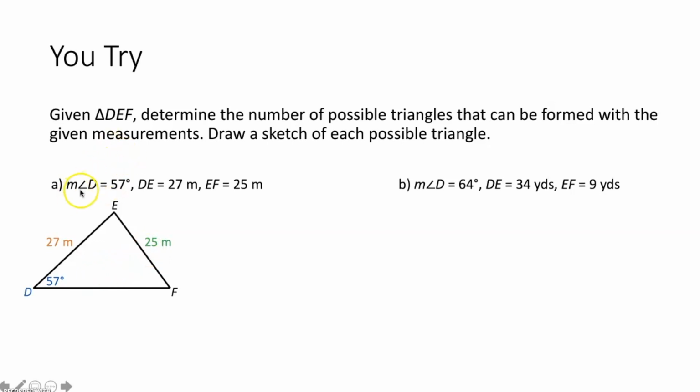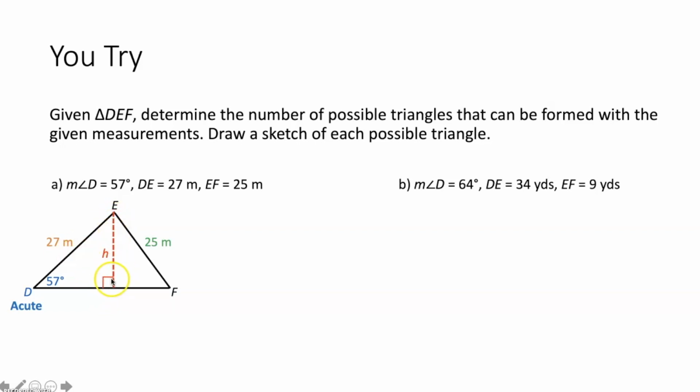Well, our given angle here, measure of angle D, is 57 degrees. That's less than 90. So that's going to be an acute angle measure. Because of that, either 0, 1, or 2 possible triangles can be formed. So to determine which it is, I need to compare the height of this given triangle, the length of the side opposite our given angle, and the length of the side adjacent to our given angle. So we clearly need to find the height of this triangle.